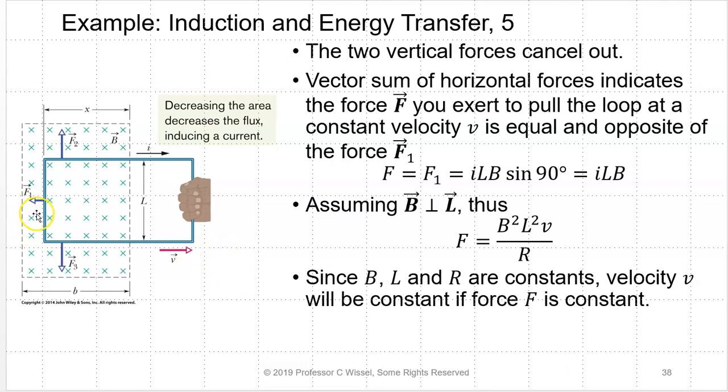So F equals F1, that equals ILB sine 90 degrees, or ILB. We're going to assume that B and L are perpendicular. So then F equals B squared L squared V over R. B, L, and R are constant. The velocity V will be a constant if the force F is also constant.